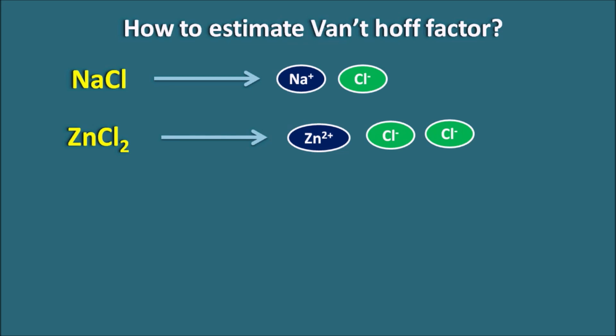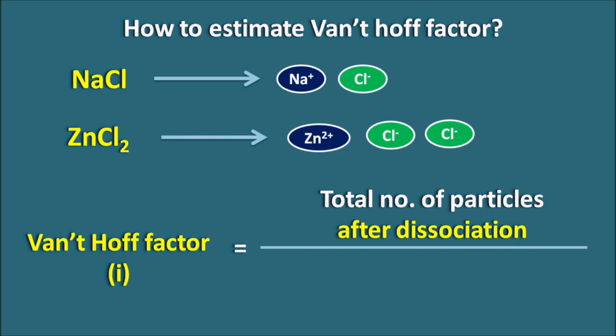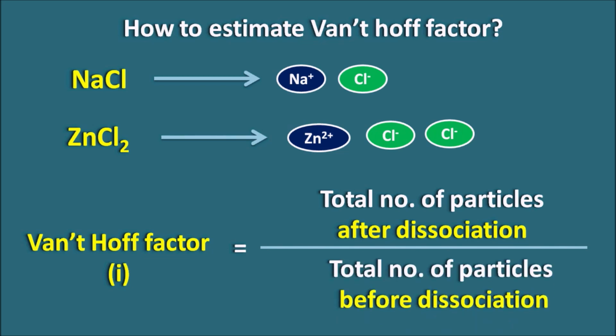In this way, the number of ions produced after dissociation depends on the type of the electrolyte. Now, in this situation, we can calculate the Van 't Hoff factor i with a simple ratio: the total number of particles after dissociation by the total number of particles before dissociation. So here the particles indicate that it may be either ionic or non-ionic, either dissociated or undissociated.